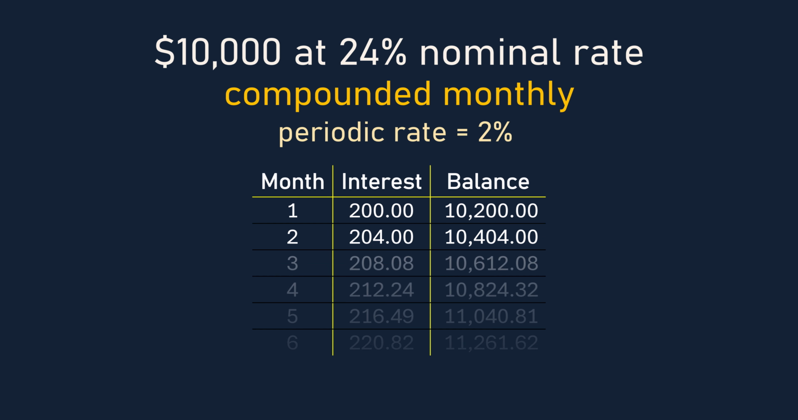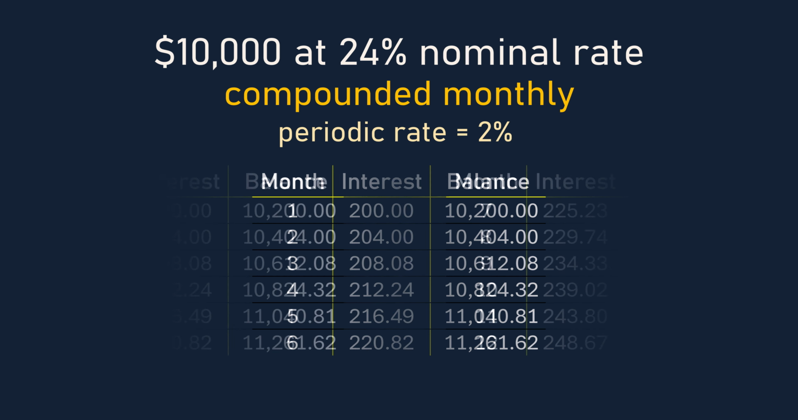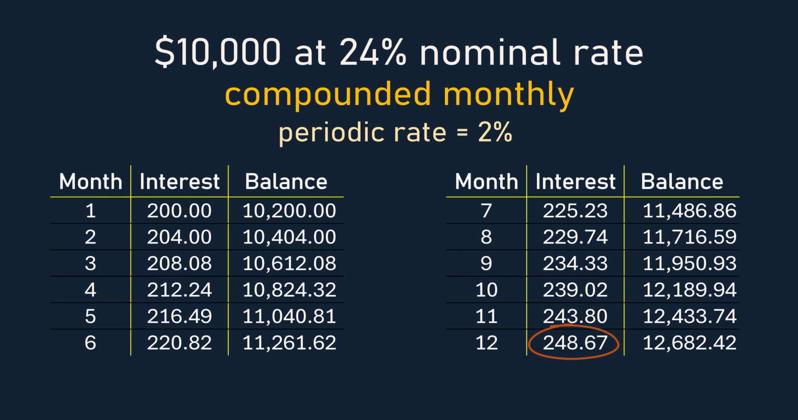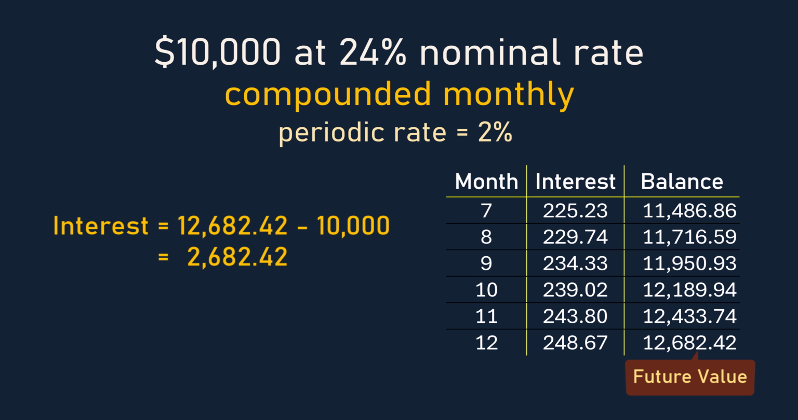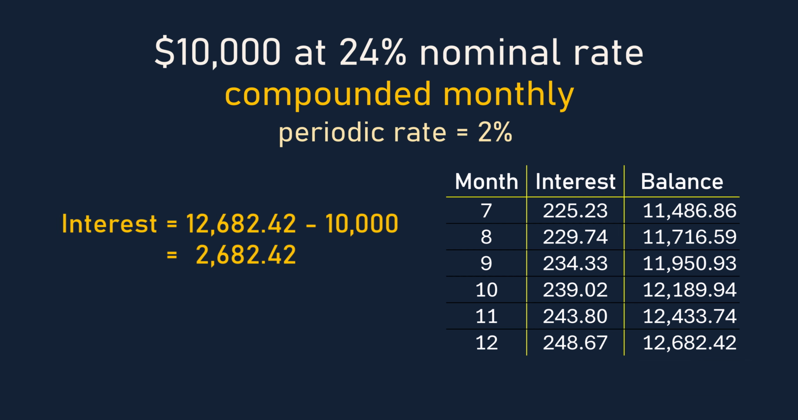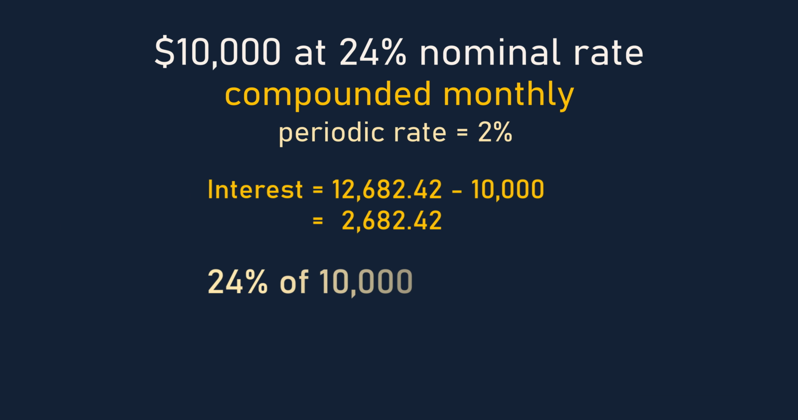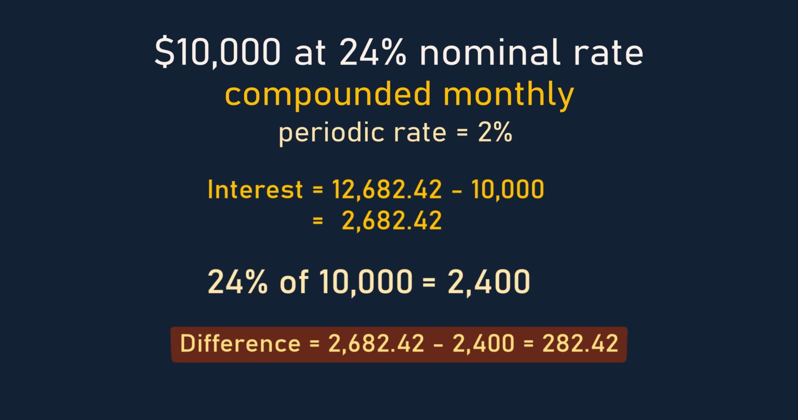In month 2, that 2% is applied to the new balance of $10,200, which gives you $204 in interest. This compounding effect keeps snowballing. By month 12, the interest is $248.67 for that month, leaving you with a final balance, or future value, of $12,682.42. In total, $2,682.42 in interest has accrued over the year. Notice how different that is from simply taking a flat 24% of $10,000, which would only be $2,400. That extra $282.42 is the direct result of monthly compounding.